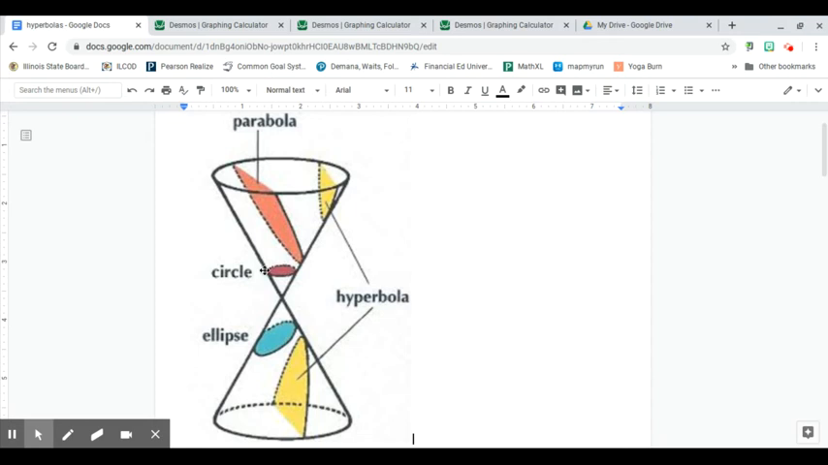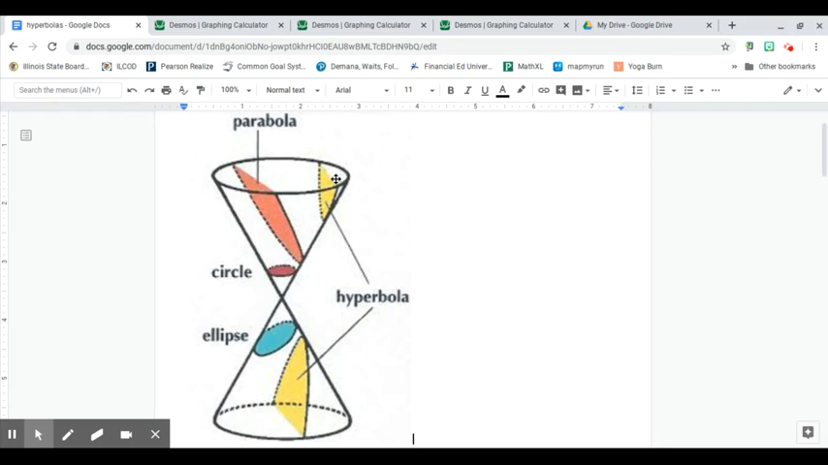If I take a sheet of paper and slice it through one of the cones, and I hold that plane parallel to the base, or parallel to the horizontal, I get a circle. But when I put it at a diagonal and slice it through, then I get an ellipse. So a circle and an ellipse are very closely related. Today we're going to take a look at the hyperbola though.